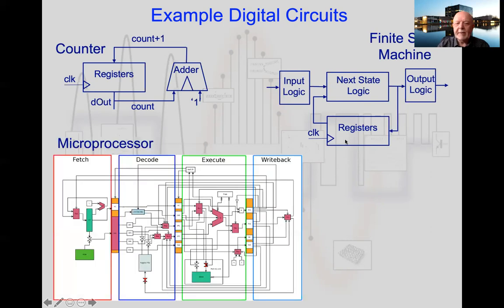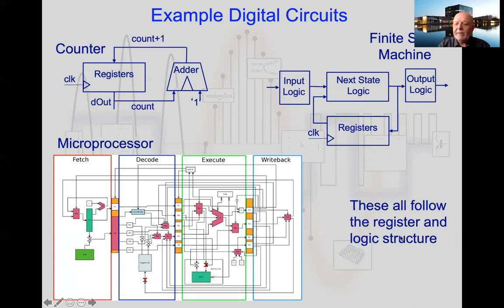A slightly more complex example that you'll be familiar with is a typical pipeline microprocessor these days, where we've got registers between each stage of the pipeline, and within the pipeline we've got combinational logic that does the processing before we store the data in the registers. So all of these follow this register logic structure that I talked about before. That's what we're working with when we come to think about how we can create evolution from these circuits.